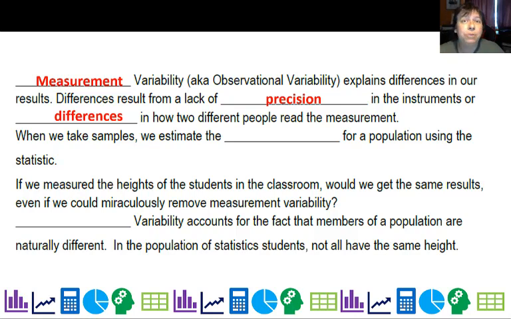When we take samples or measurements, we're trying to estimate the parameter, the actual value, using the statistic. So if we measure the heights of students in a classroom, if I measured one student multiple times, you wouldn't expect a lot of variability there. But if I measured the heights of all the students in one class, I know I have one class where my tallest student is 6'3", and the shortest is probably like 5'2".